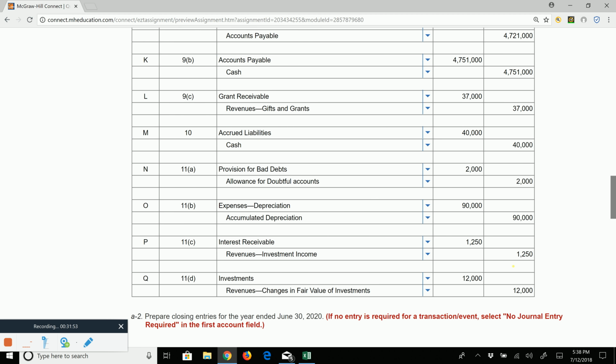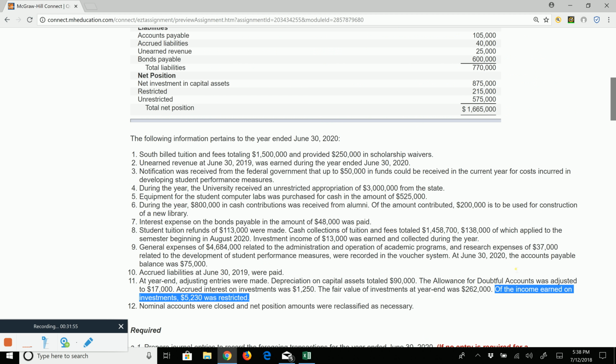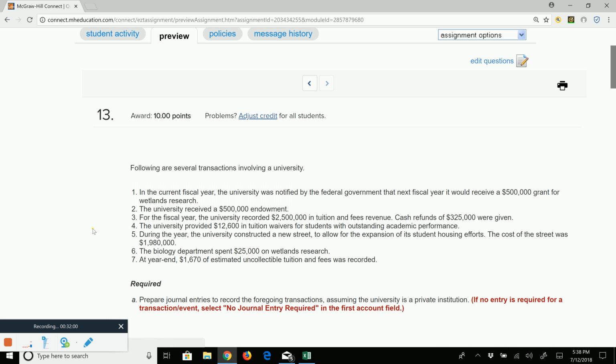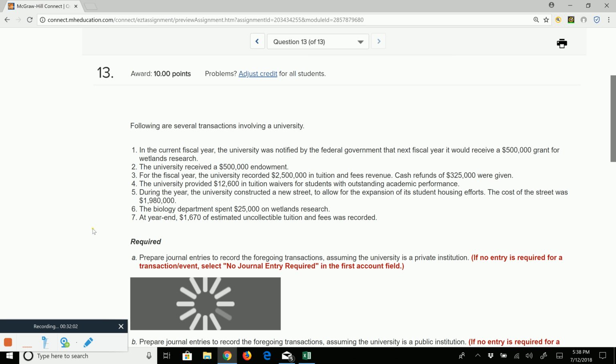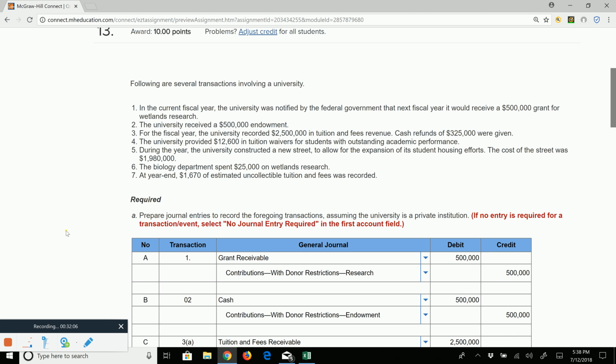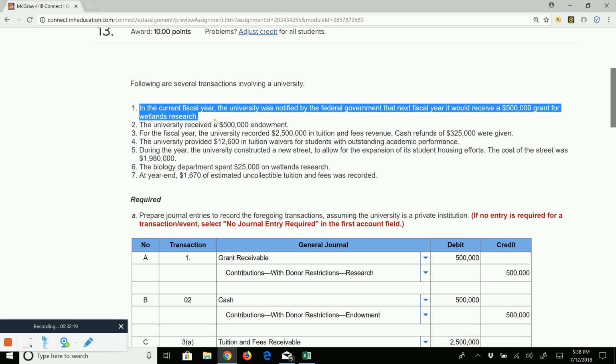All right, so now that we saw an example of a private nonprofit university and a public nonprofit university, now what we're going to do is I'm going to take you through 7 journal entries, and we're going to look at them side by side and record them as if we had a private nonprofit university and as if we had a public nonprofit university. So let's take them one by one. First, number 1, and you're going to see some of them are completely different. Some of them are very similar, but some of them are completely different.